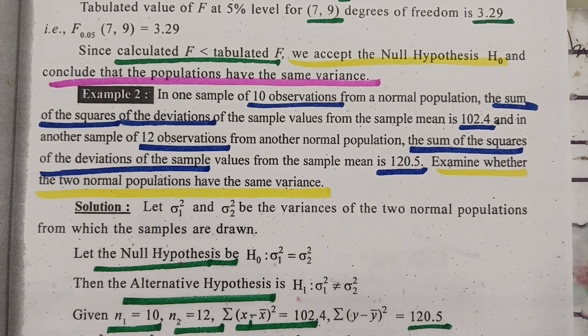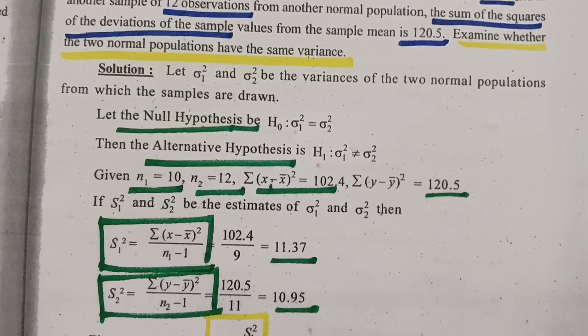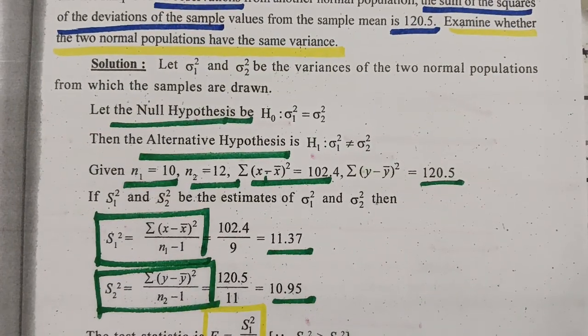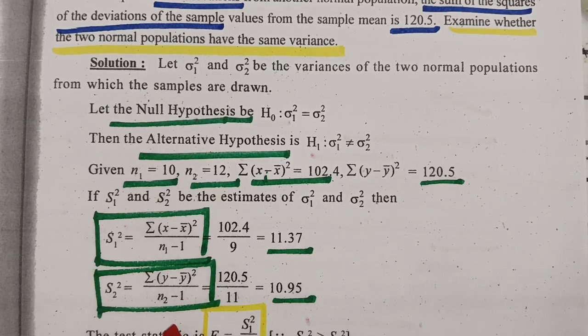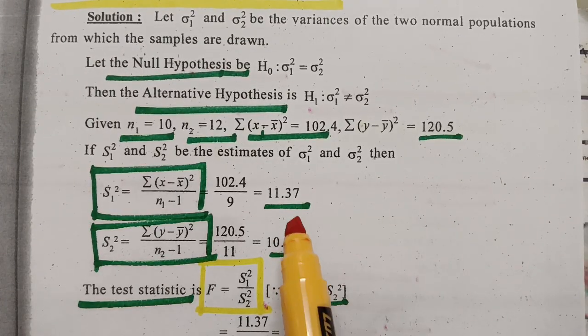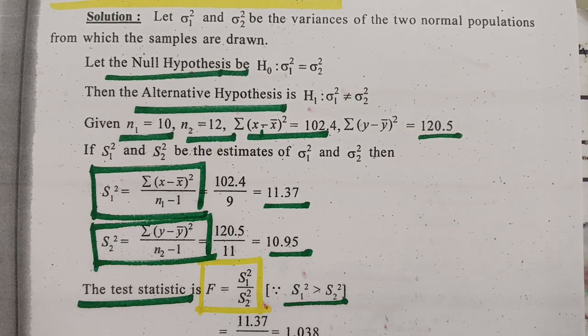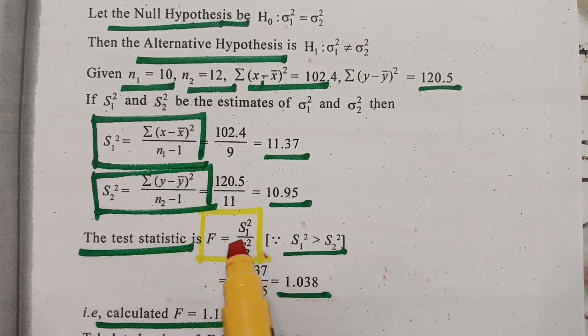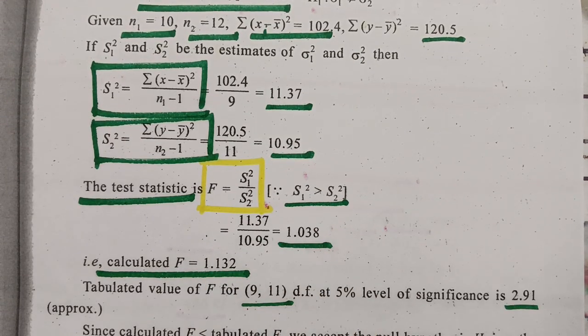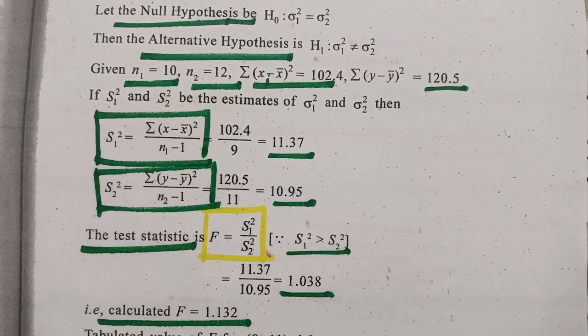And this is how we select the F distribution if the two variances are given, and they are not equal. We use the formula sigma xi minus x bar whole square by n1 minus 1 and sigma yi minus y bar whole square by n2 minus 1. These two are the formulae which we use, and it is very simple. Whichever is greater, we take it in the numerator, and whichever is smaller, we take it in the denominator, and this will be the F distribution. If S2 is greater, the formula changes, and this is the calculated value, and we compare it with the tabular value and give a conclusion.